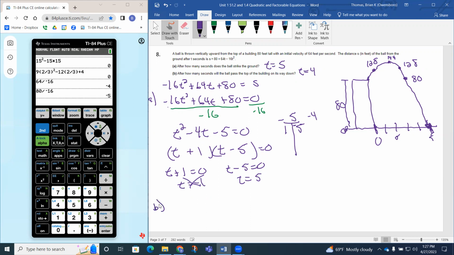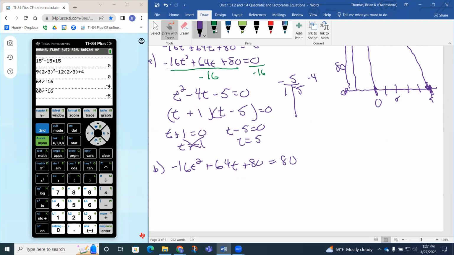Now, if I want to solve part B algebraically, how many seconds will the ball pass the top of the building on its way down? So remember, if it's on its way down, to be passing by the building, it's got to be at the same height as the building. So that means it's got to be 80 feet off the ground. So when I write my equation, this negative 16t squared plus the 64t plus this 80, it's got to equal, instead of 0 this time, this s has actually got to be 80 feet off the ground.